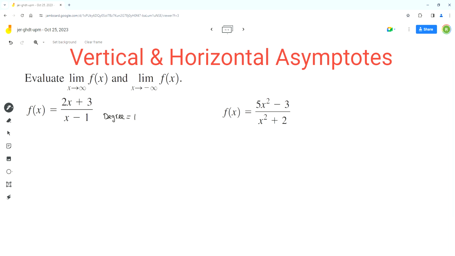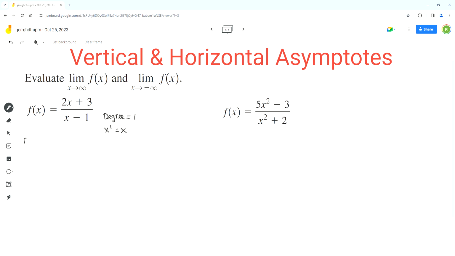So since the degree is 1, we divide each term in the numerator and the denominator expression by x raised to the degree of the denominator. So in this case, the degree of the denominator is 1. That means we divide each term in the numerator and the denominator by x raised to 1, which is also equal to just x.